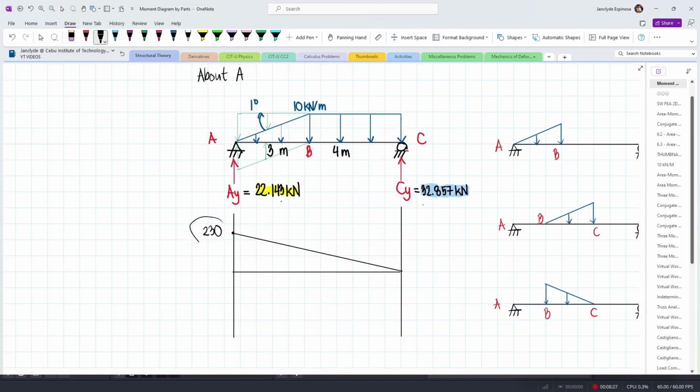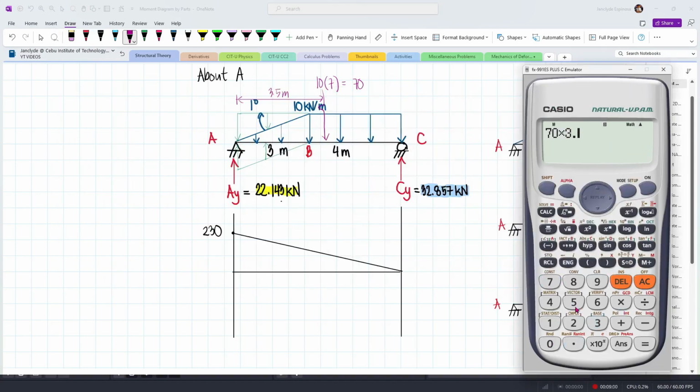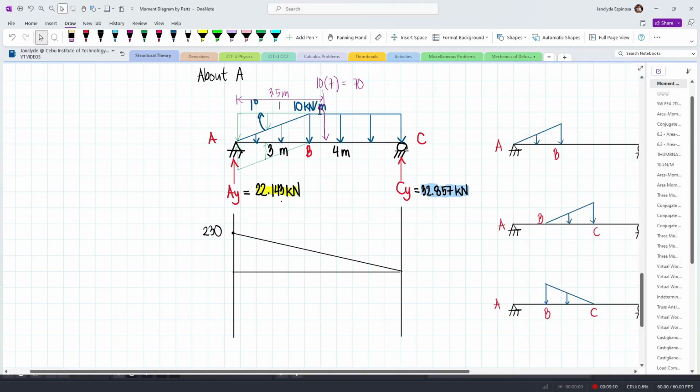So this is 230. And the next, we'll consider the uniform load. And so our uniform load will have a resultant at the middle, which is 10 multiplied by the distance, which is 7 meters. So 10 times 7, this will give us 70. And so 70 times the moment arm, which is half of 7, this distance, this will give us 70 times 3.5. This is 245. Now, if you're holding this point and then you're applying this downward load, then your beam will rotate downward. And so that means that you have a negative area.